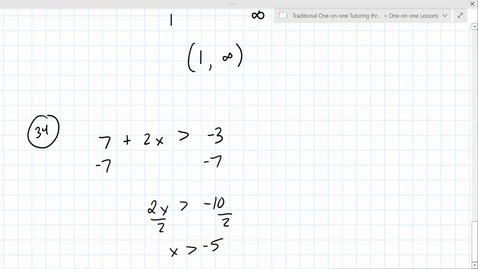This is completely correct. And perhaps you're wondering, when do you flip this inequality? You only flip it when you multiply or divide by a negative. And we have not done that, so there's no reason to flip it.